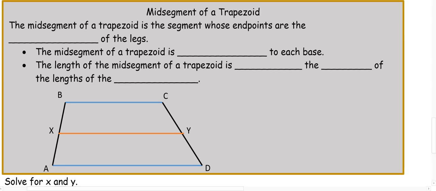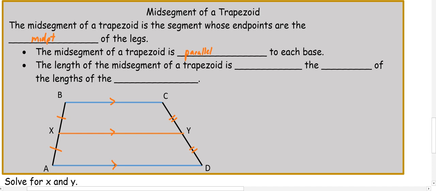So the last new thing for this video is the mid-segment of a trapezoid. A mid-segment of a trapezoid is a segment whose endpoints are the midpoints of the legs. So Y is a midpoint which splits CD into two congruent parts. X is a midpoint which splits AB into two congruent parts. The mid-segment of a trapezoid is also always parallel to each base. So BC, XY, and AD are all parallel to each other.